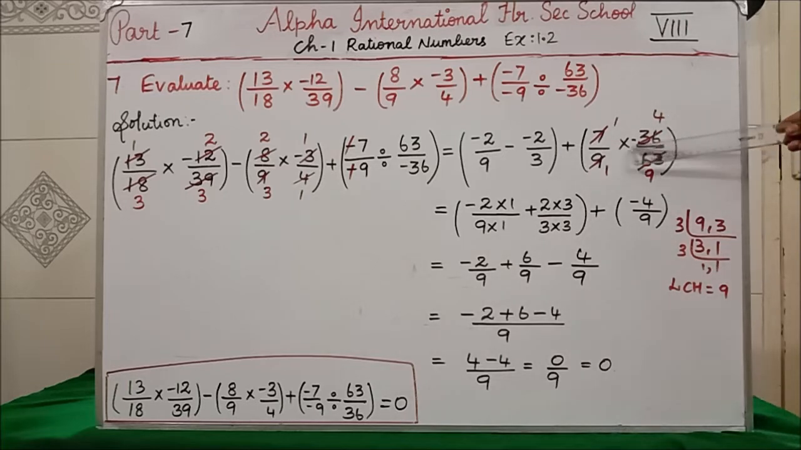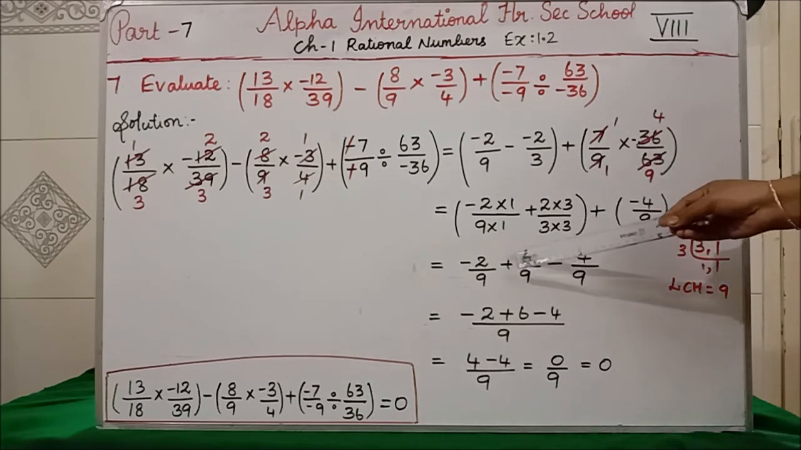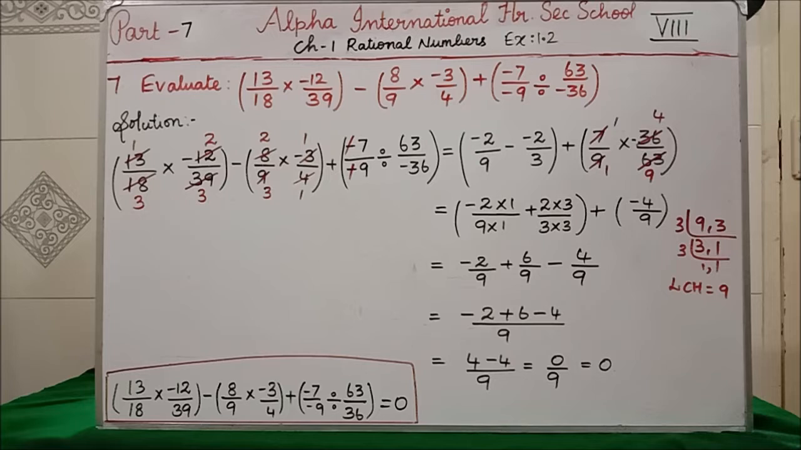Clear? We are having a minus. So 1 into minus 4 is minus 4. 1 into 9 is 9. Clear, students, all of you? Now minus 2 into 1 is minus 2. 9 into 1 is 9. 2 3s are 6 divided by 9, minus plus. See here, listen carefully. Plus, minus means what? Minus 4 divided by 9.